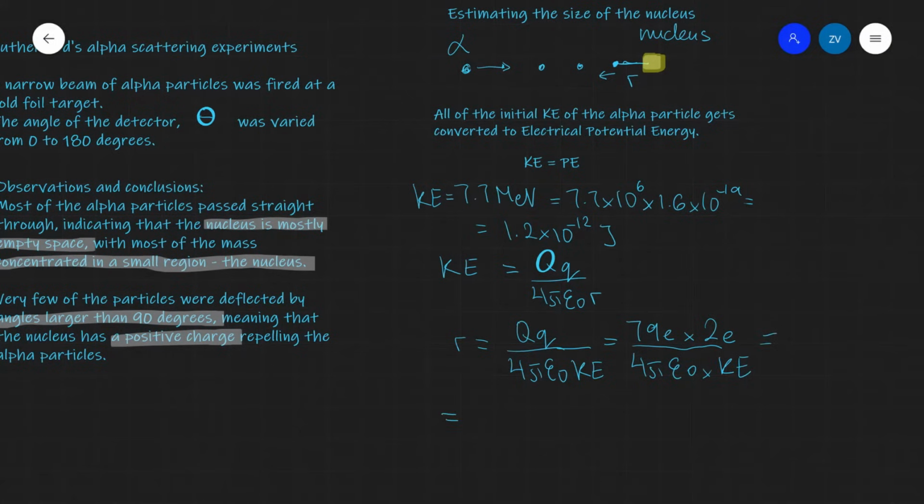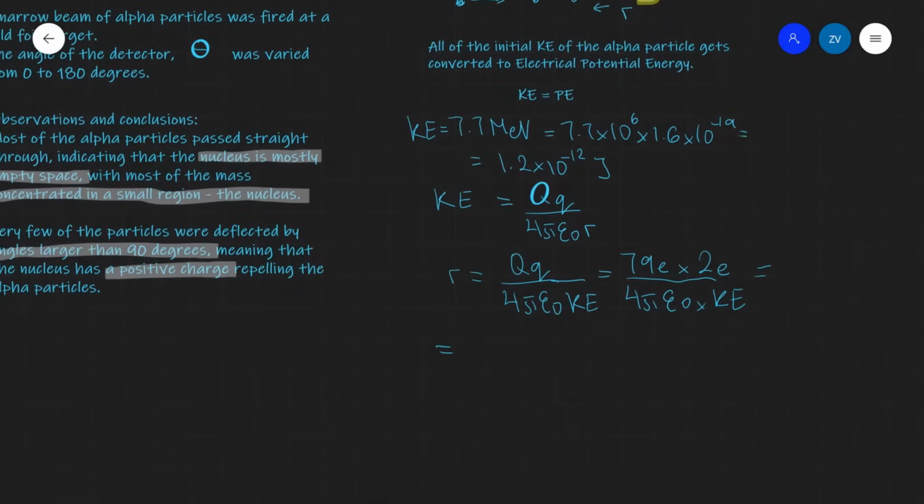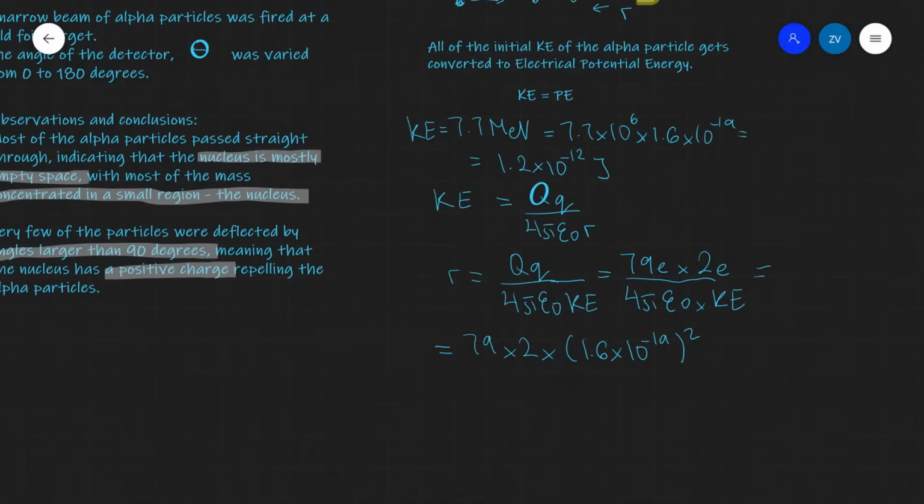Okay, well, let's plug in some numbers now into this equation. So it would be 79 times 2 times E squared. So that's going to be times 1.6 times 10 to the power of minus 19 squared. I've squared this because obviously I have 2 factors of E, one here and one here, so E times E is E squared, which is 1.6 times 10 to the power minus 19 squared.